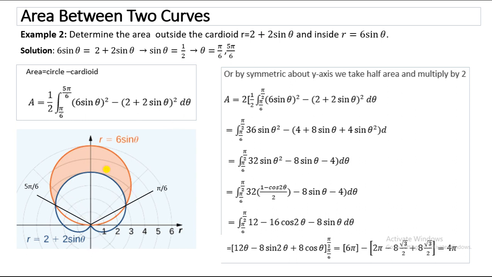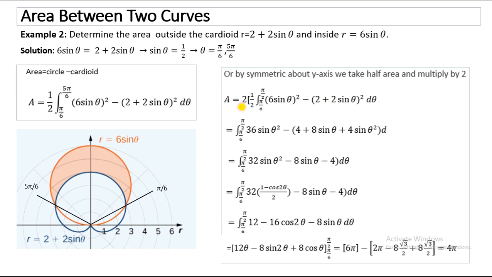Or by symmetry about the y-axis, these two graphs are symmetric about the y-axis. Therefore, I want to find this theta and this theta, take half the area, and multiply by 2. The result is this area.